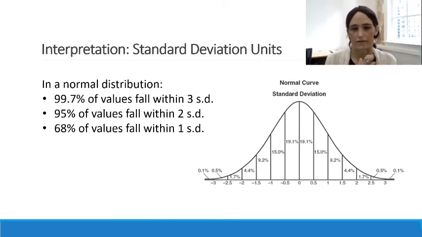So the value of the standard deviation can tell us how far away a value is from the mean and how unlikely it is to occur, how common it is within the distribution. This is an important concept that we'll go into later. But the standard deviation is probably the most important measure of spread.